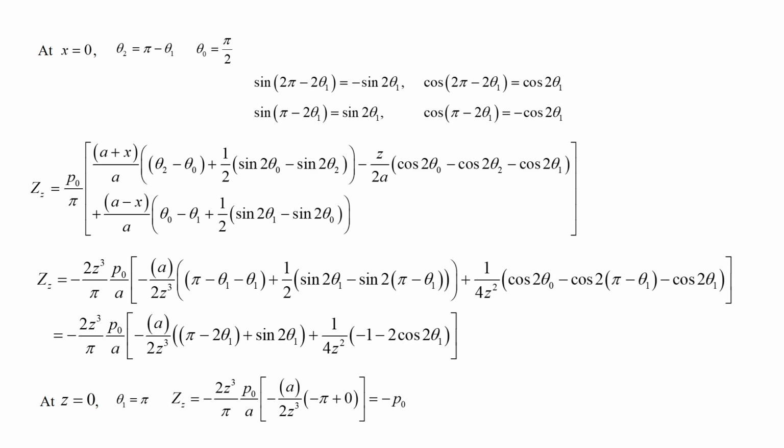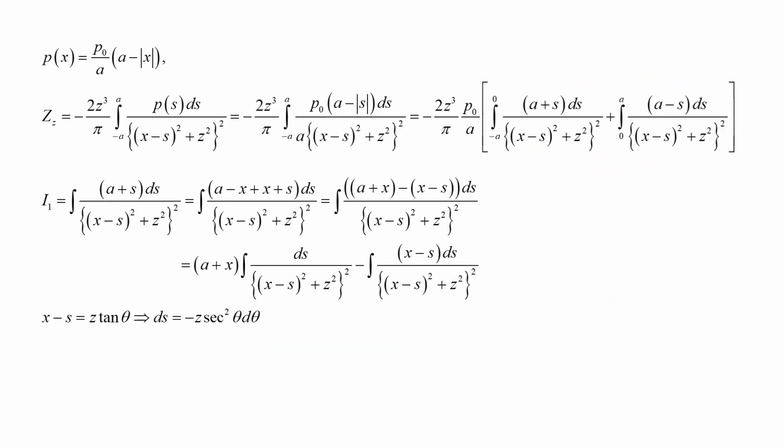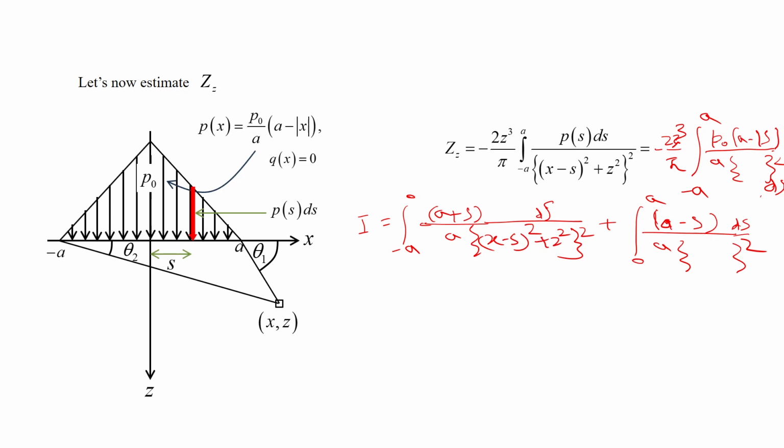Now, let us say that I want to again find out what will be the displacement, what will be the stress along the z axis. So, at which x is equal to 0 and theta 2 is equal to pi by 2 minus theta 1 and theta 0 is equal to pi by 2. So, here in this case, as I described, I wanted to show what will be the normal stress zz at this particular point here, at which theta 2 will be equal to pi by 2 minus theta 1 and theta 0, which was defined over here. So, theta 0 here will be pi by 2, like that.